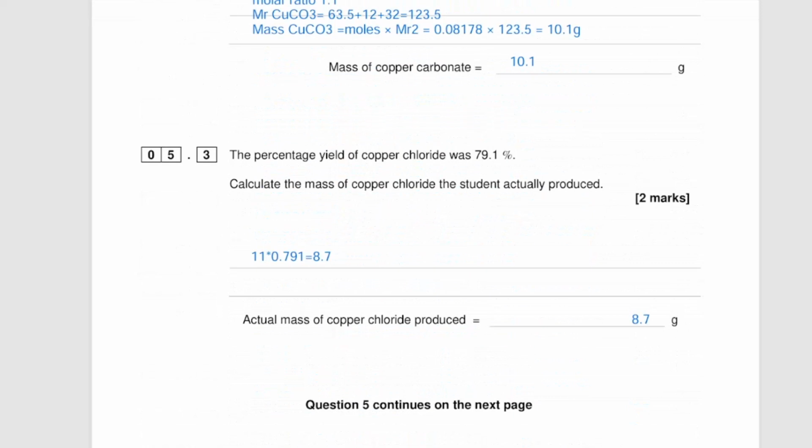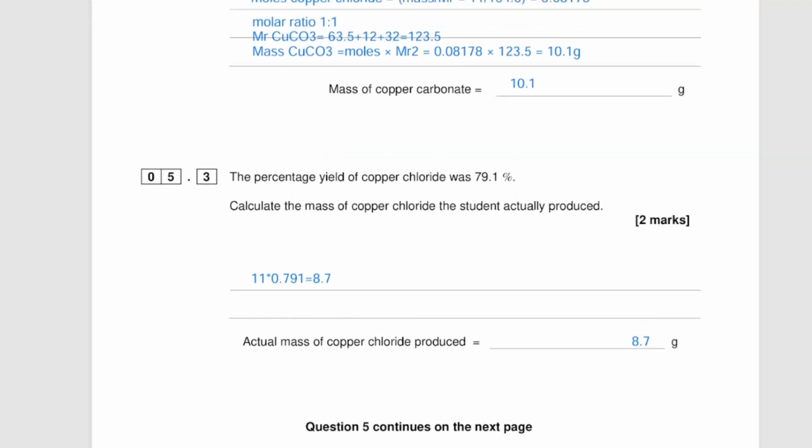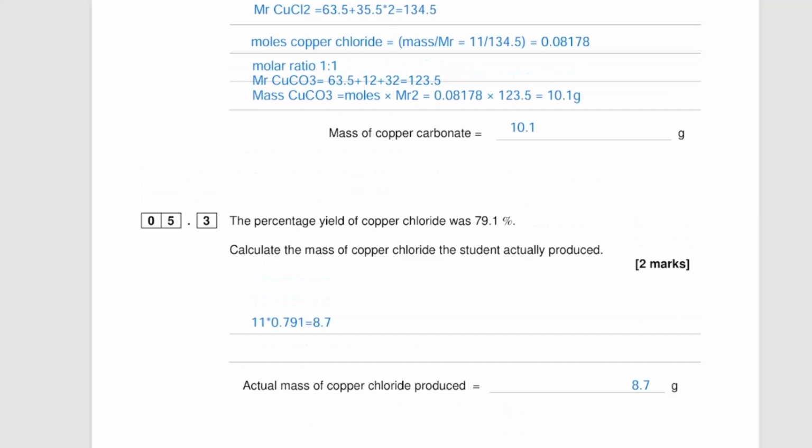And then we're given that the percentage yield is 79.1%. So for copper chloride, and because there's 11 grams of copper chloride that the reaction should get, you just times 11 by 0.791 to get 8.7.